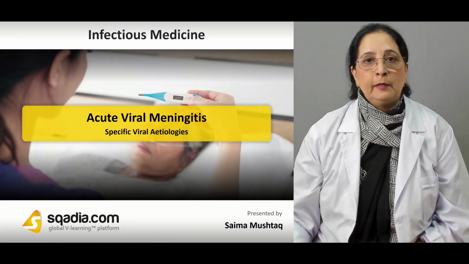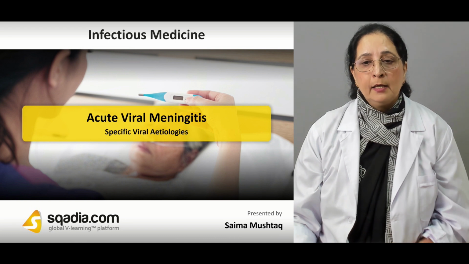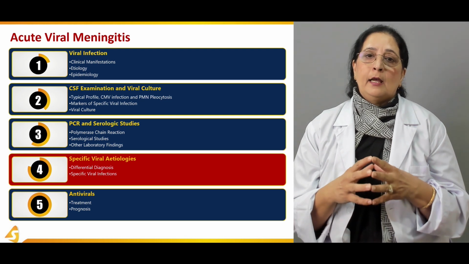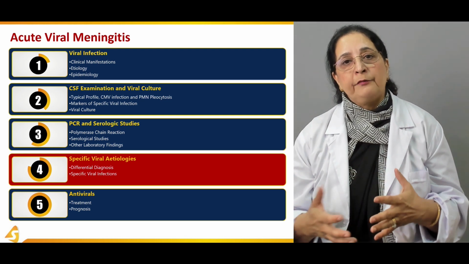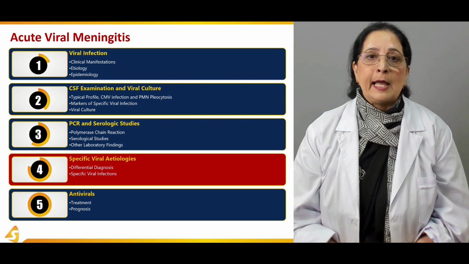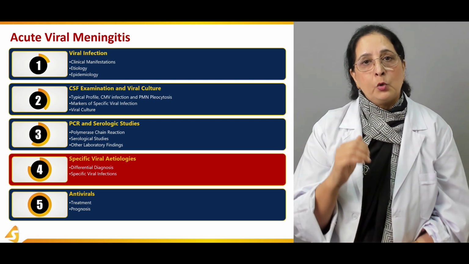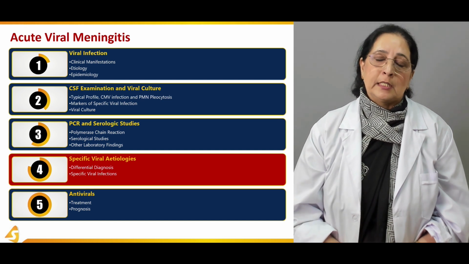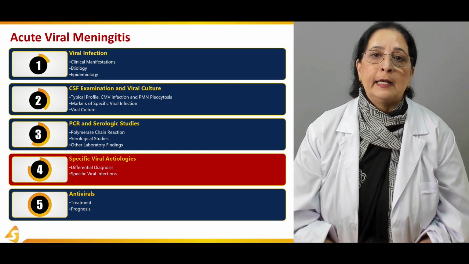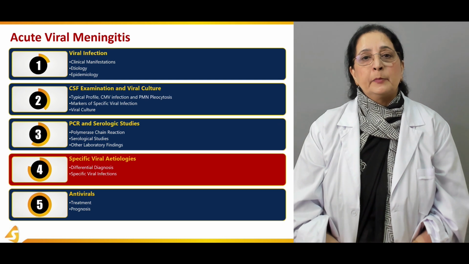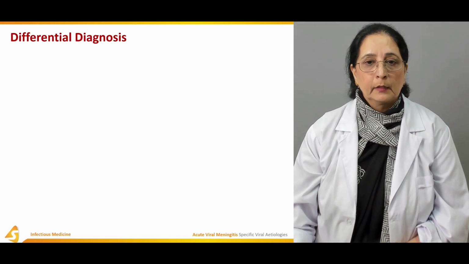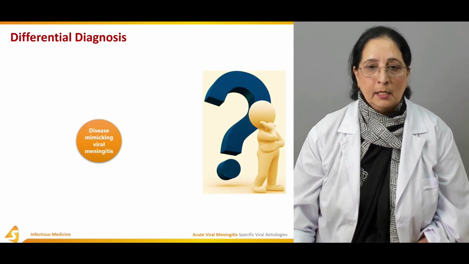In the fourth section of our lecture, now we will talk about some specific viral etiologies. What are the differential diagnoses that can be confused with specific viral meningitis etiologies, and also specific viral infections. So it's very important that we should know in detail the differential diagnosis. What are some other conditions that can be confused with viral meningitis, and some common specific viruses that can cause viral meningitis.